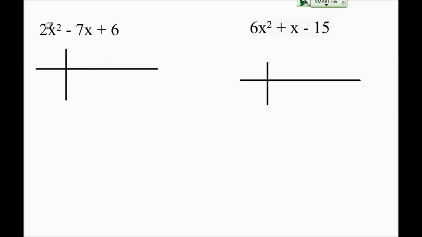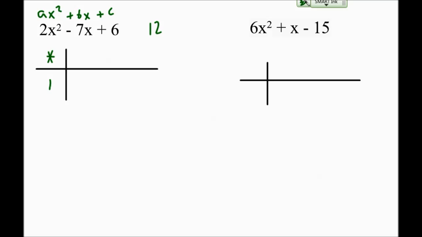So if you've seen the first video, what we're going to do is multiply by a. Well, you could be wondering, where's the a coming from? Well, it comes from standard form, ax squared plus bx plus c. So I'm going to multiply a times c, first and last. So that gives me 12.